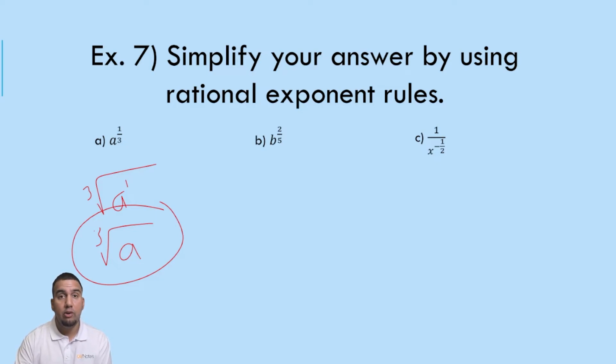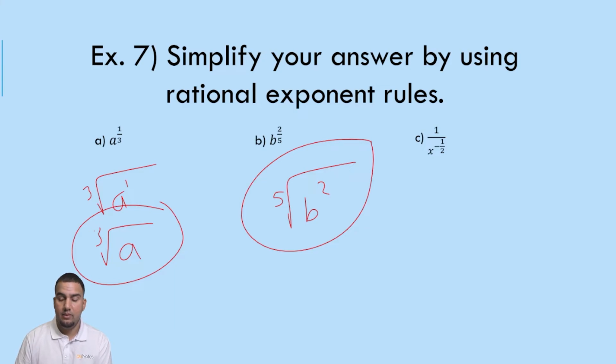Again, put your finger over the 5, and then on the inside I have b to the second. But because there's a denominator, I know there's going to be a root. What's the root? It's going to be 5. Where am I going to put that? In the outside. How do I write this? It's 5 root b to the second.